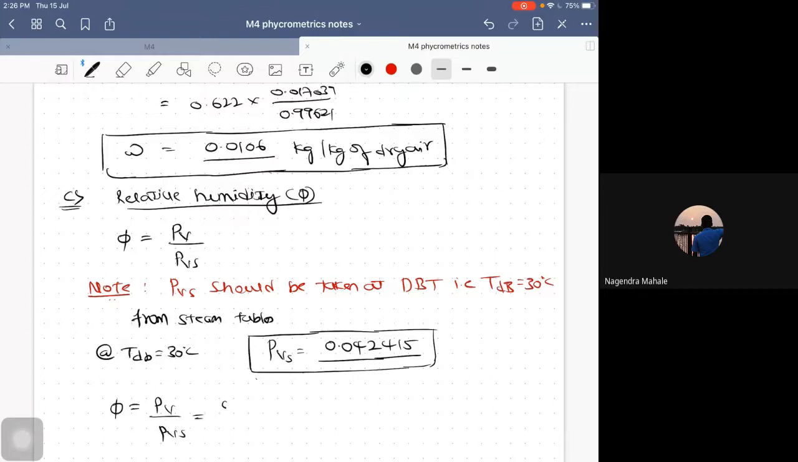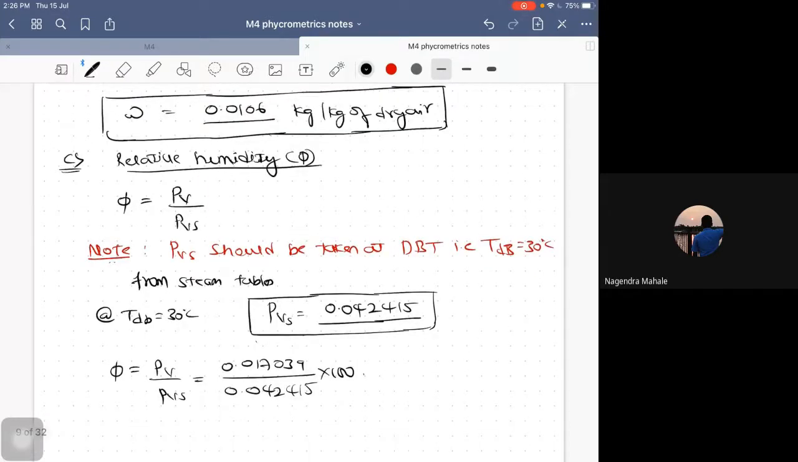So PV is 0.017039 divided by 0.042415 into 100. If you want it in percentage, you have to multiply it by 100. So what is the value of phi? 40.17%. Okay, so I would take approximately 0.4. That is nothing but 40% relative humidity.